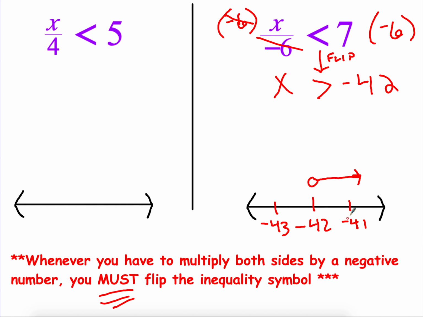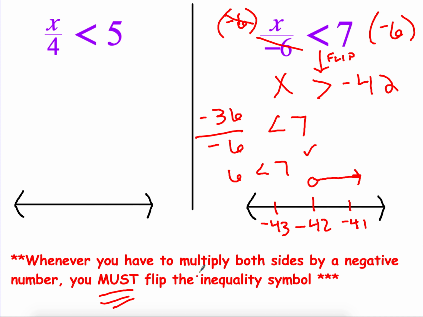Okay, and I can check one of my solutions over here to see if that would be a true statement. I'm going to do something that's divisible by 6 to make this work. So I'm going to choose negative 36. Negative 36 is on the right side of negative 42, so it's part of my solution. It is a value that is bigger than negative 42. So if I plug in negative 36 and I divide it by negative 6, is that going to be an answer that's less than 7? Well, negative 36 divided by negative 6 is positive 6. Is positive 6 less than 7? It is. This worked.